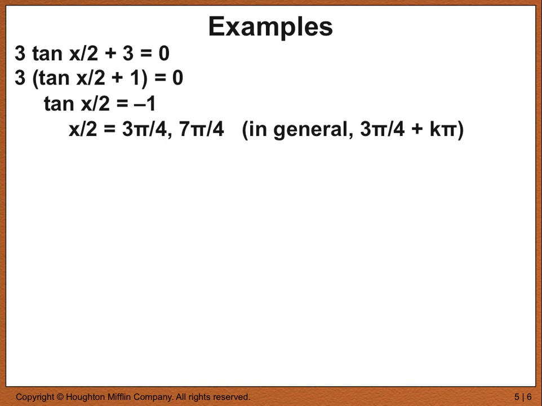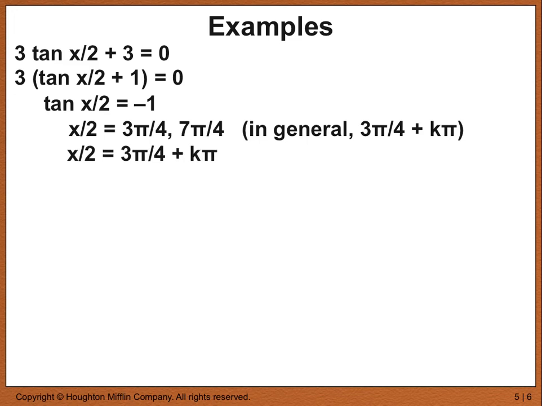Let's put in k equals 1. If we put in k equals 1, I get 3 pi over 4 plus pi. And 3 pi over 4 plus pi is the same as 3 pi over 4 plus 4 pi over 4. And that equals, of course, 7 pi over 4. So that's how the 7 pi over 4 is included in the general solution. Now, let's say I put in 2 for k. Then I would have 3 pi over 4 plus 2 pi. And that, of course, just brings me right back to where I started at 3 pi over 4.